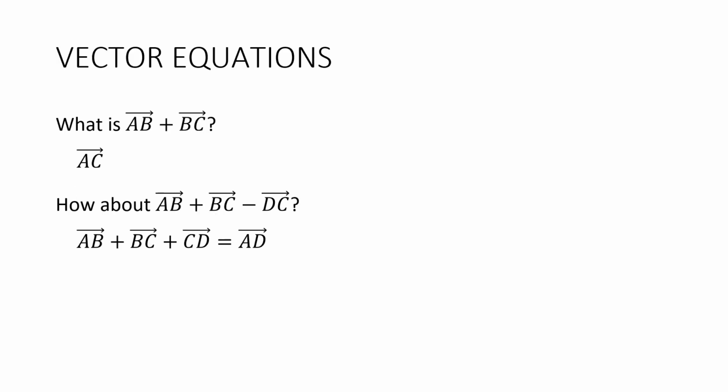So we're going to finish up again with vector equations. Remember when we did this last lesson? So AB plus BC, that was equal to AC. AB plus BC take away DC, we could turn that around. And when we added those together, we ended up with AD.